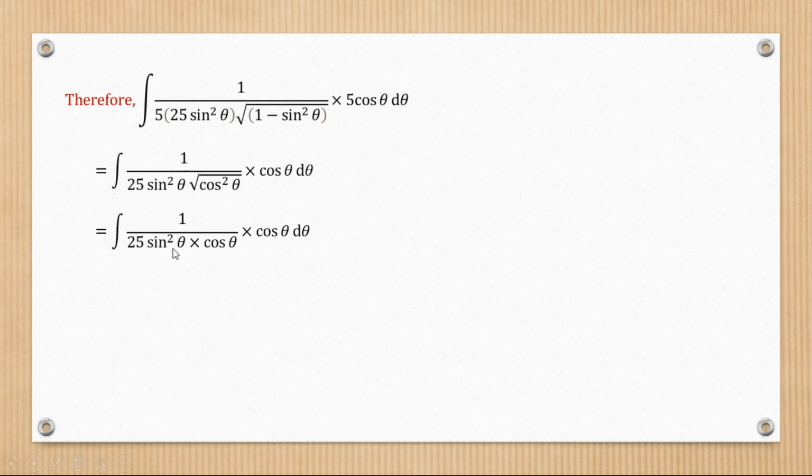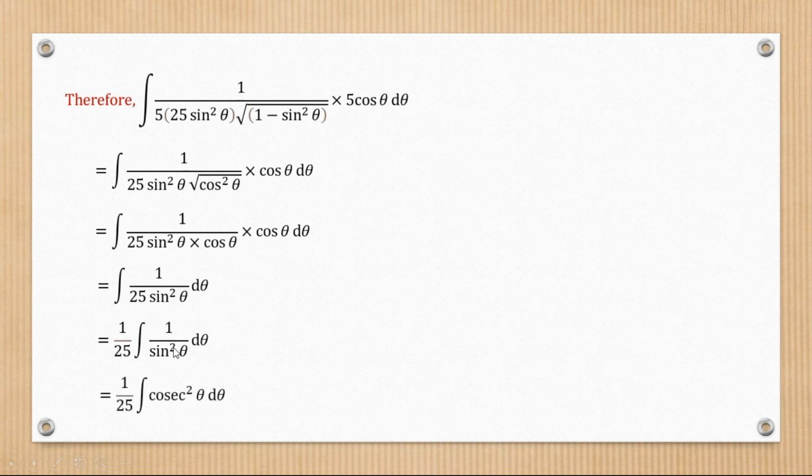So now we have 25 sine squared theta times cos theta right here. As you can see, this cos theta and this cos theta shall cancel. Then we'll be left with 1 over 25 sine squared theta. Now we can pull out the 1 over 25 from that, and then it will actually go out.